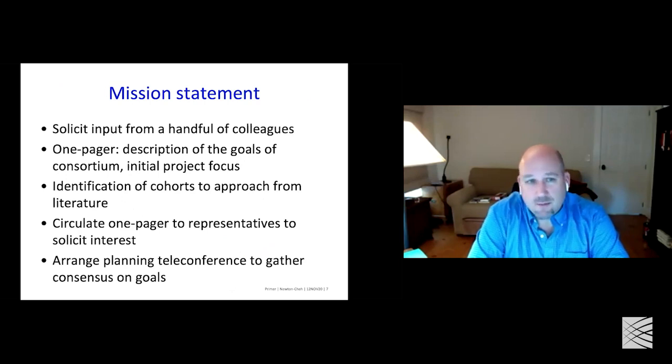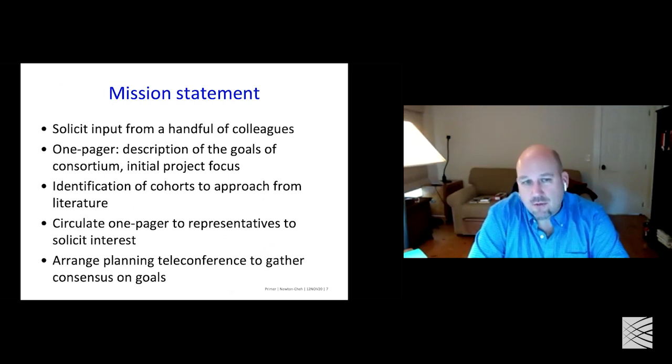Typically, this is developed by soliciting input from a handful of colleagues who are familiar with the phenotype of interest. Some sort of one-pager in which there's a brief description of the goals of the consortium and what the initial project focus would be. This is helpful to shop around to potential participants who might contribute to the study.